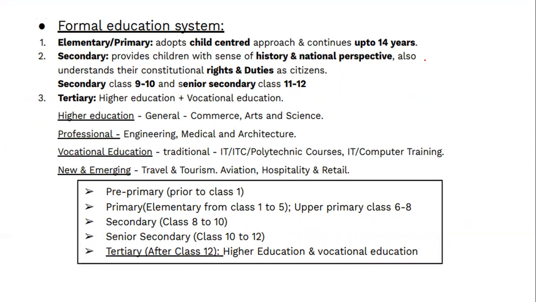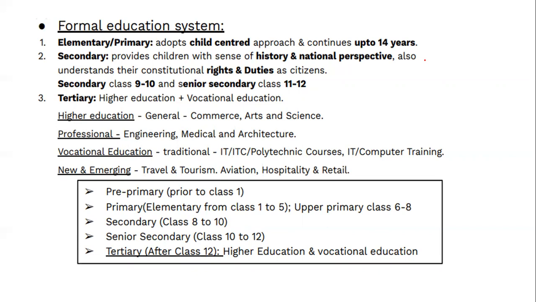which we have done in the form of a quick revision, but today we are going to do it in a little more detail. So formal education, where we have elementary or primary education, which is basically child centered, and it is up to 14 years. Secondary education is where the children have an understanding of the rights and duties. Then we have tertiary education, which is a combination of higher and vocational education.